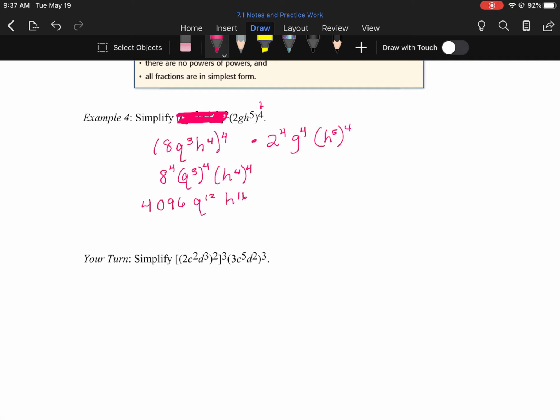So now simplify that. I'm going to skip down here. So 2 to the 4th is 16. I get g to the 4th, and then h to the 20th power. So now that I'm here, I need to put everything that is alike together. So I get 4,096 times 16, g to the 12th, times g to the 4th, times h to the 16th, times h to the 20th.